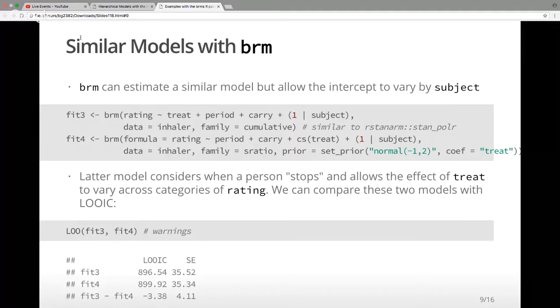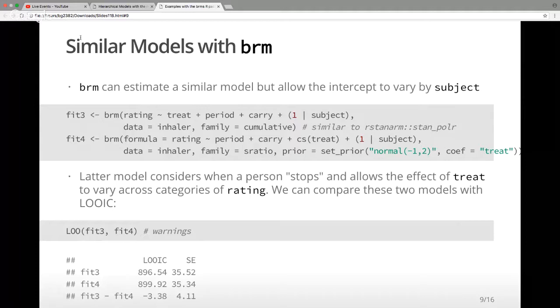I'm not going to show the data generating process for that, but that is one where you can wrap some of your variables in the cs construct, which stands for category specific, in which case the effect of treatment is going to be allowed to vary from one category to the next, whereas the effect of the period and whether you're carrying your inhaler is assumed to be constant across all of the categories. Again, we're going to have this intercept varying from one person to the next according to a normal prior.